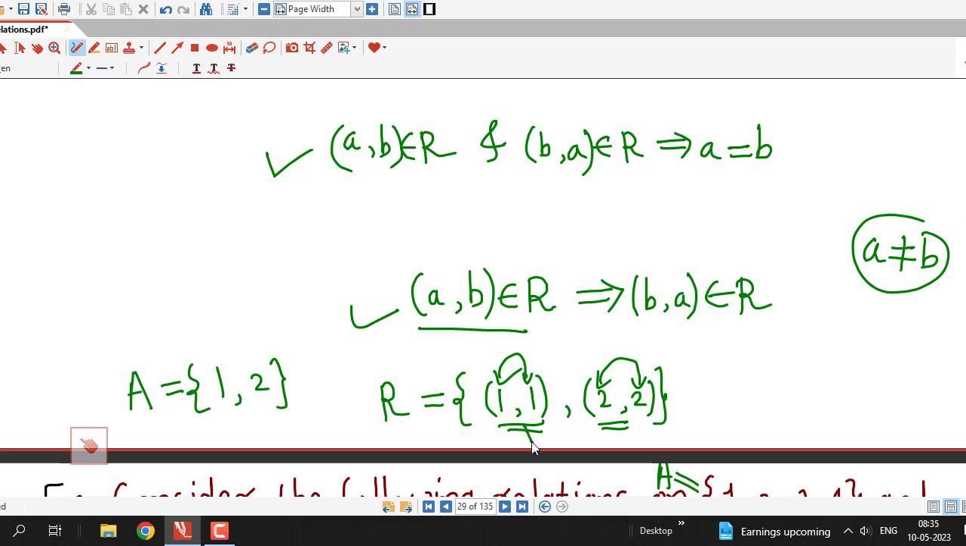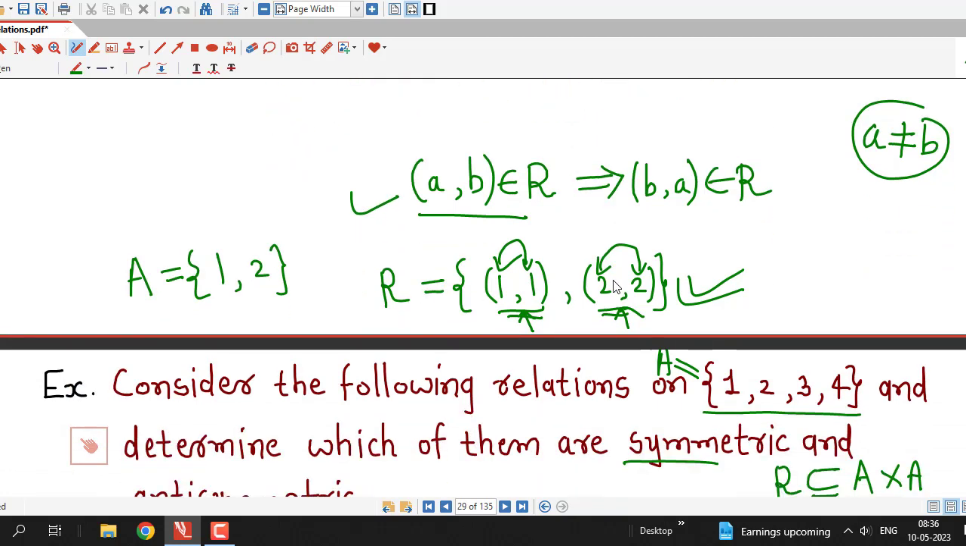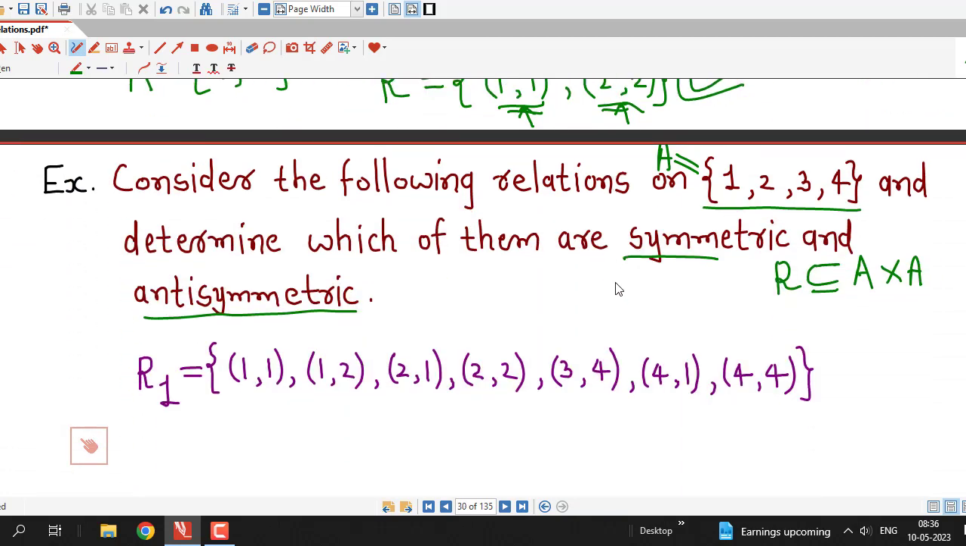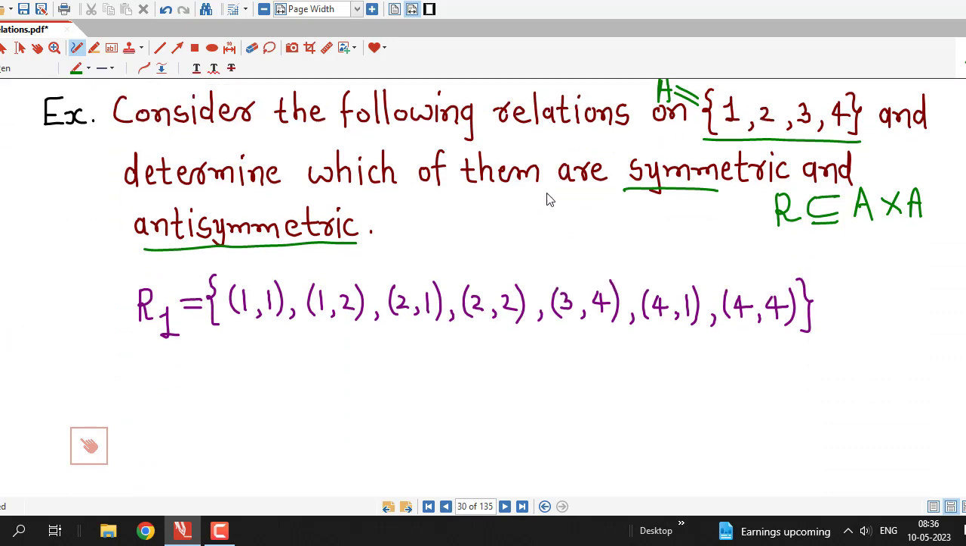But here there is no such pair in which A and B are different. So this relation is symmetric as well as antisymmetric. So be careful, symmetric and antisymmetric are not opposite of each other. Now we try to decide whether some relations given on this set are symmetric, and we also check whether they are antisymmetric.